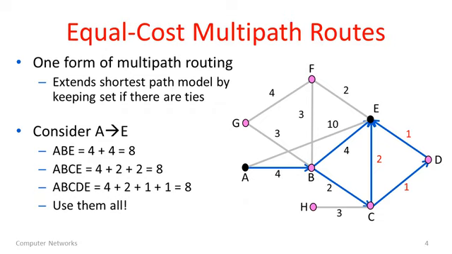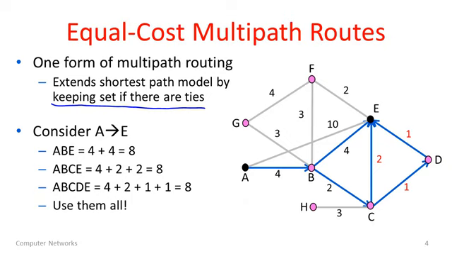So let's go through these questions, and we'll do it in the context of equal cost multipath routing. This is really one form of multipath routing, which is an extension of our shortest path model. All we do here, the extension really, is to keep a set of next hops and routes if there are ties. Previously we just chose one randomly when the costs happened to be the same. There was one that was not a unique minimum cost.